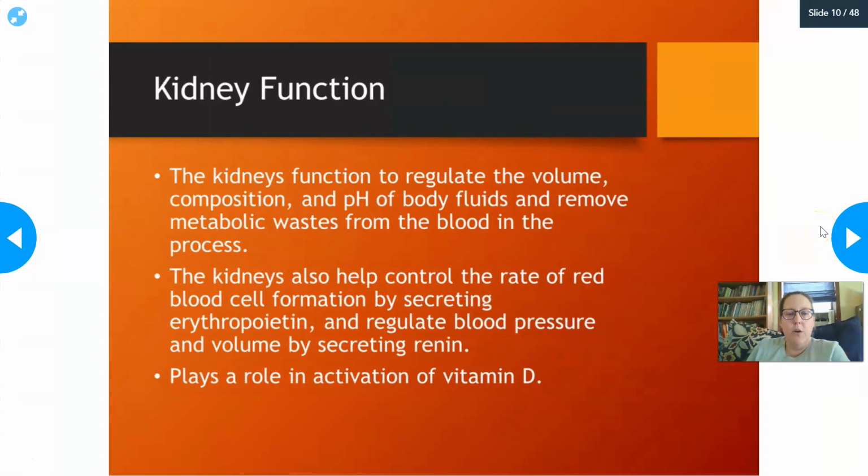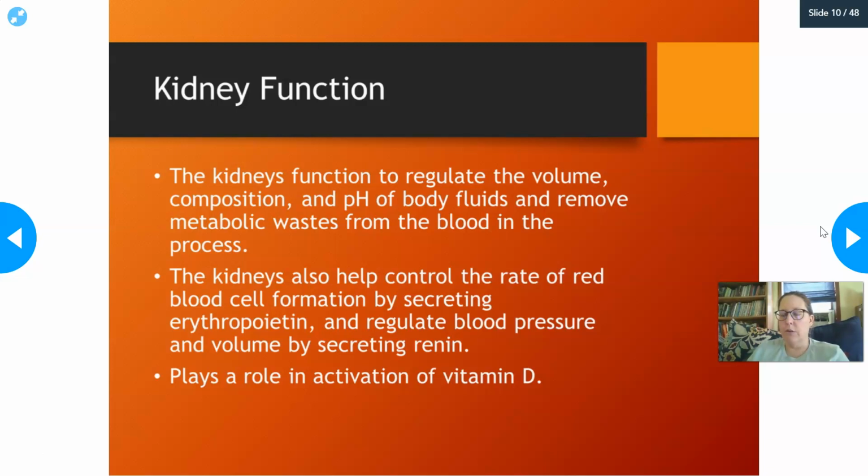All right, so the kidneys function to regulate the volume, composition, and pH of body fluids and remove metabolic waste from the blood in the process. So urine is waste, and we're constantly producing it. The kidneys also have control of the rate of red cell formation by secreting erythropoietin, and erythropoietin is a hormone that regulates the formation of red cells. Okay, it also regulates blood pressure and volume by secreting renin.